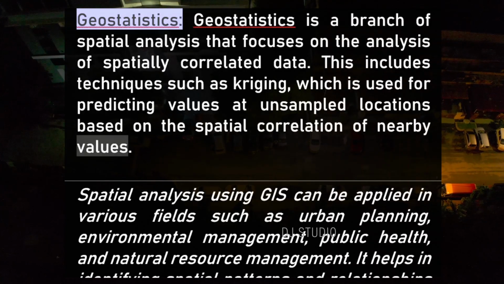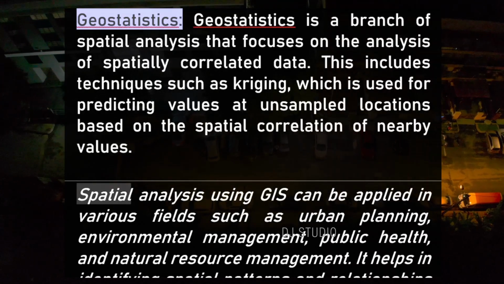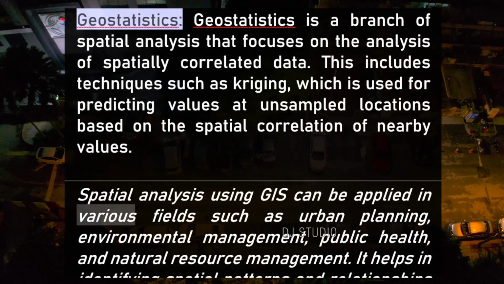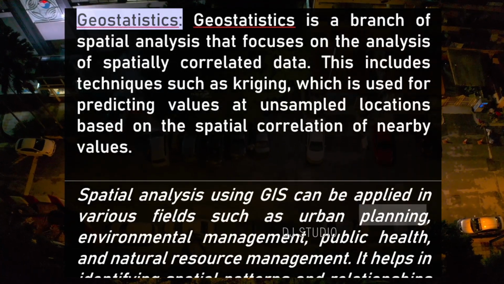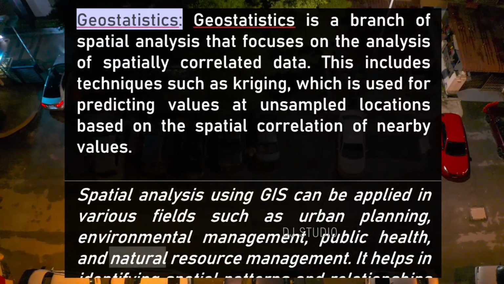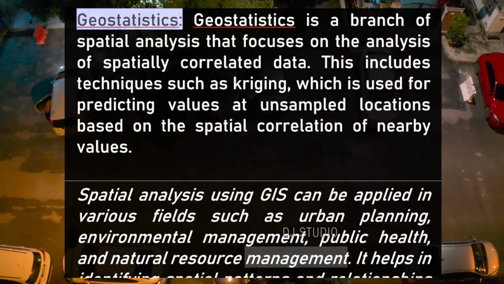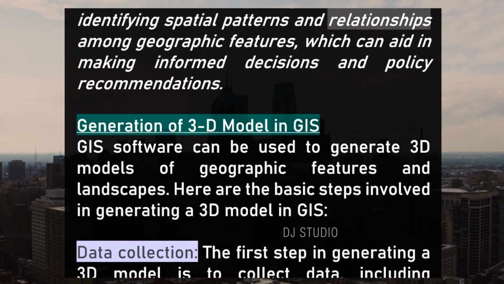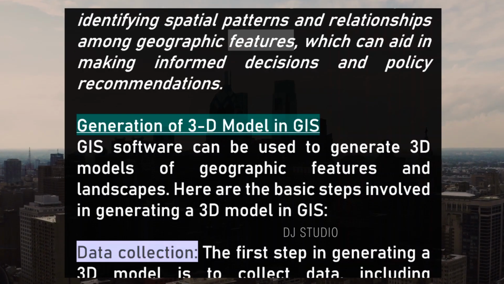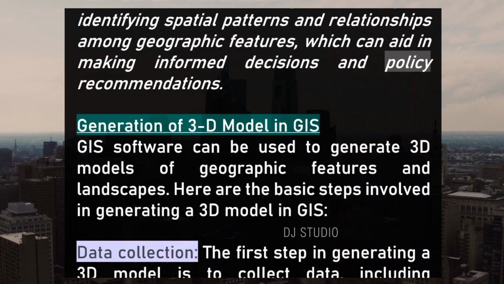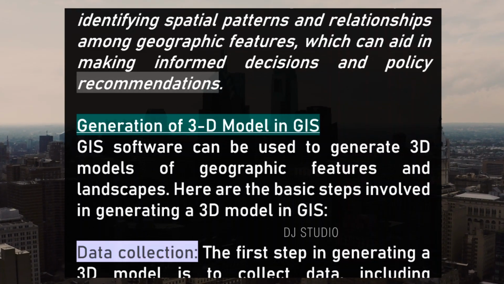of nearby values. Spatial analysis using GIS can be applied in various fields such as urban planning, environmental management, public health, and natural resource management. It helps in identifying spatial patterns and relationships among geographic features, which can aid in making informed decisions and policy recommendations.